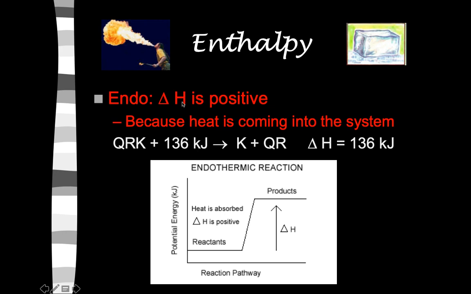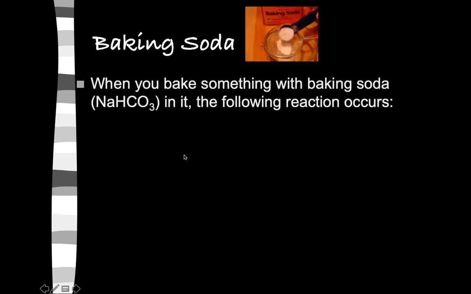So endothermic, delta H is the symbol, enthalpy is the vocab idea. Delta H is positive for endo because heat comes into the system. Delta H is negative for an exothermic because heat is leaving the system. Okay, so what does that look like for real? Let me give you an example.